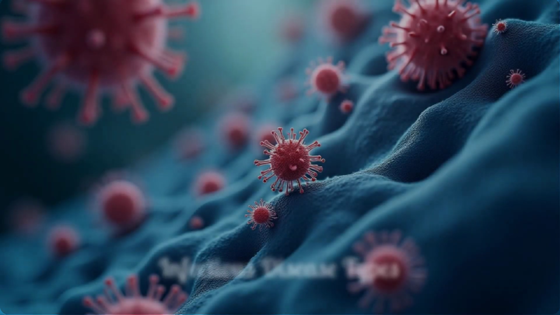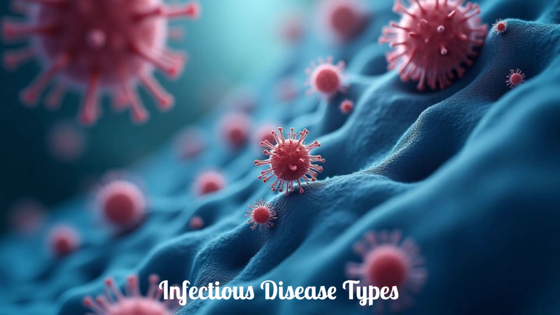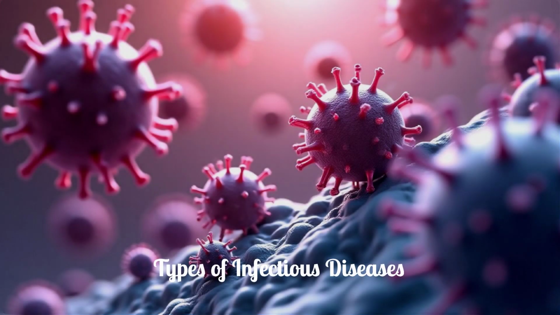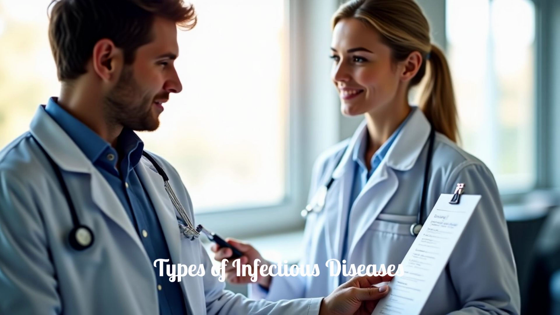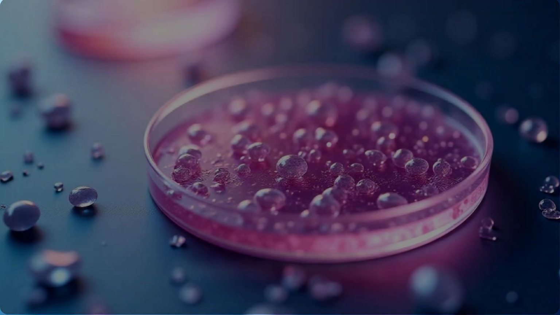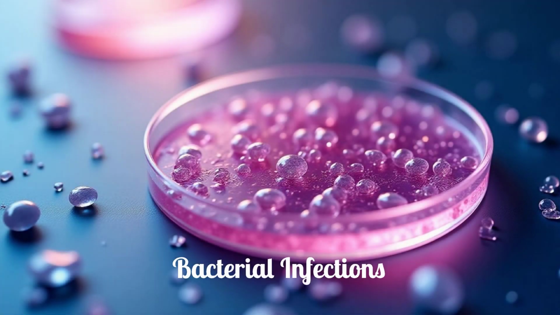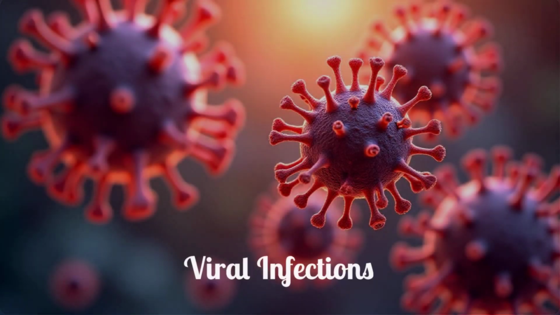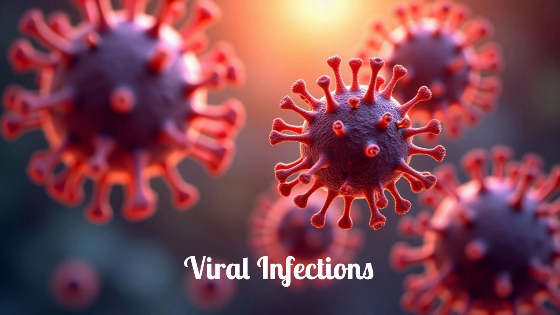What are the types of infectious diseases? Infectious diseases can be categorized into several types based on the causative organisms. The types of infectious diseases in humans include bacterial infections. These are caused by bacteria and can lead to illnesses such as pneumonia and strep throat. Viral infections. Viruses like influenza and HIV fall into this category, often requiring specific antiviral treatments.